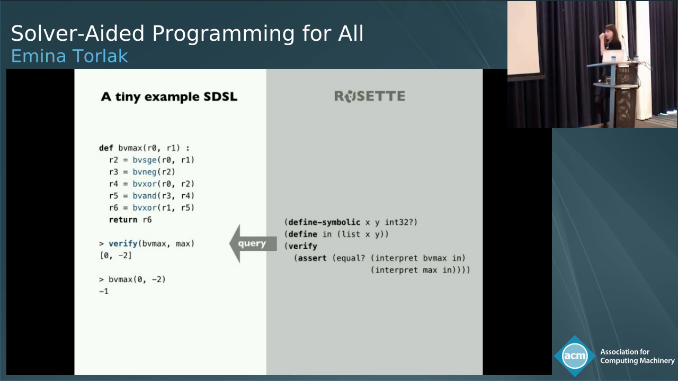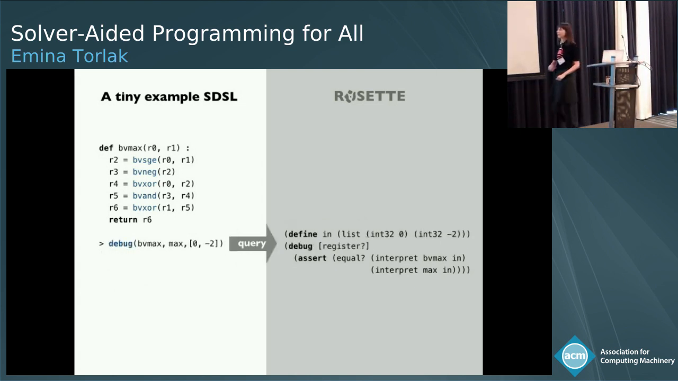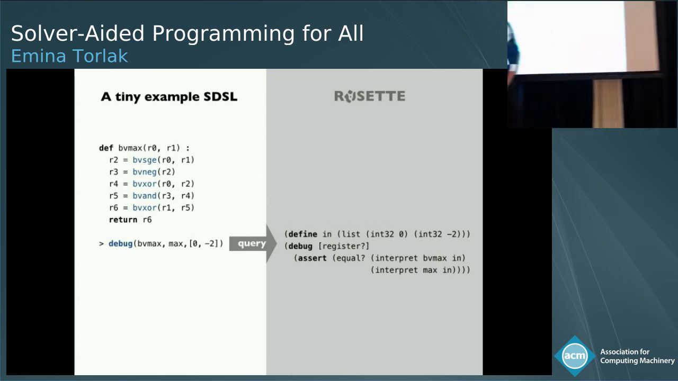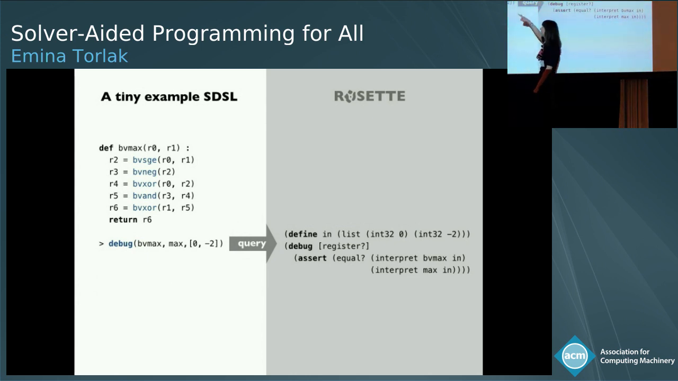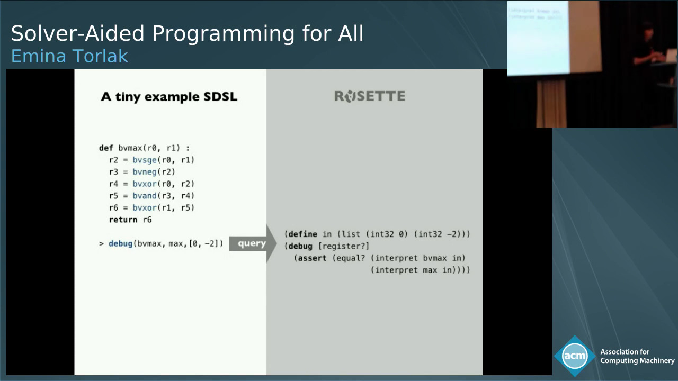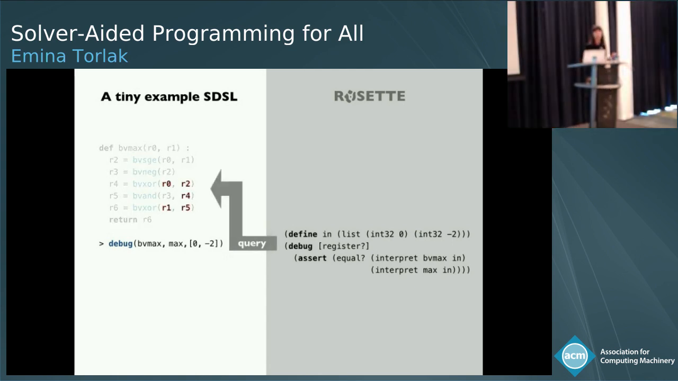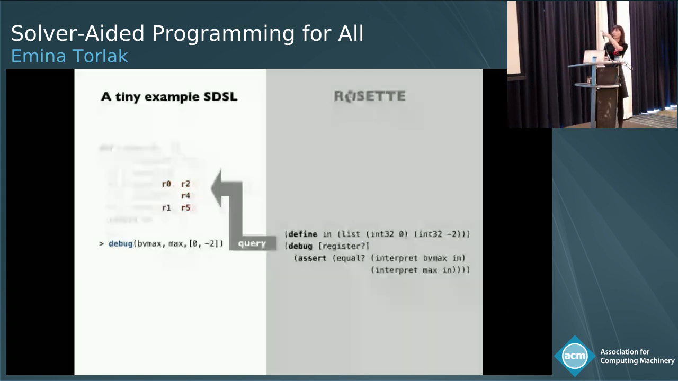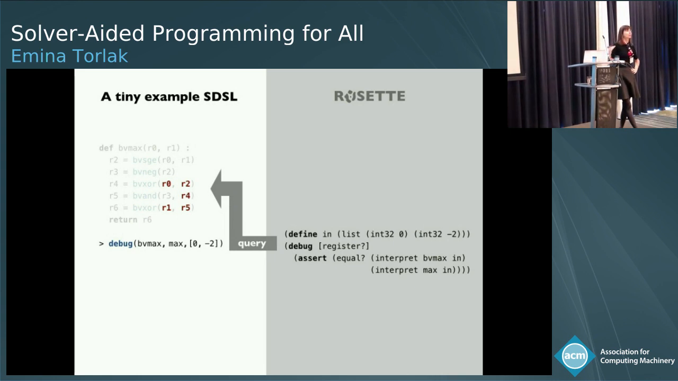All right, so here is the debug query. This is what it looks like in the guest language. It takes as input an implementation, a specification, and an input on which the two disagree. It uses Rosette to issue this unsatisfiable query. Rosette will ask the SMT solver for the core, and it will, in this case, return something like this. All right, it's going to highlight a bunch of those registers there. So we have to change at least one of those registers to make the program work on this input and hopefully on all inputs.